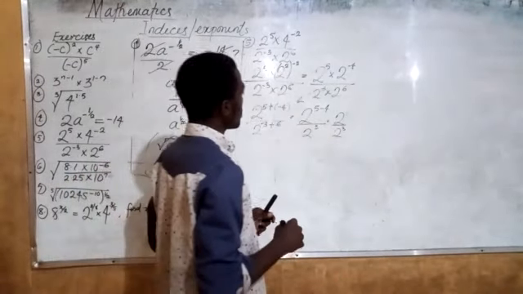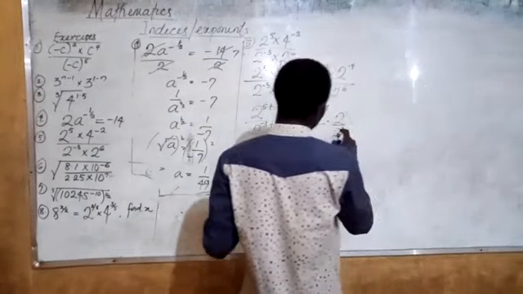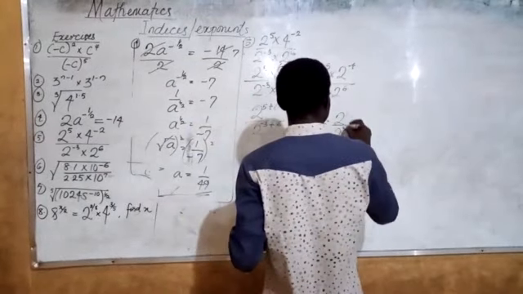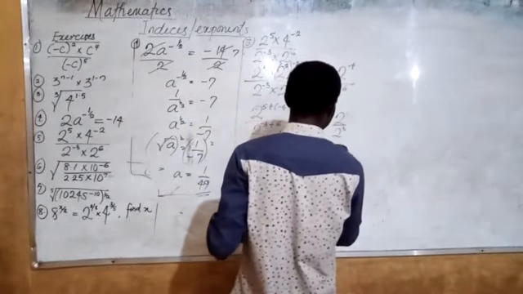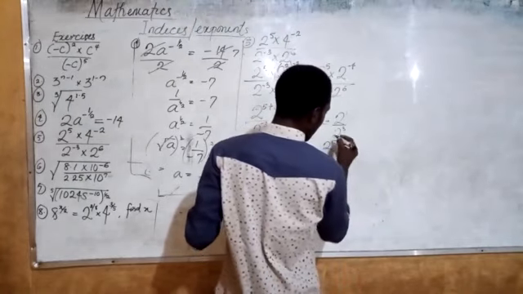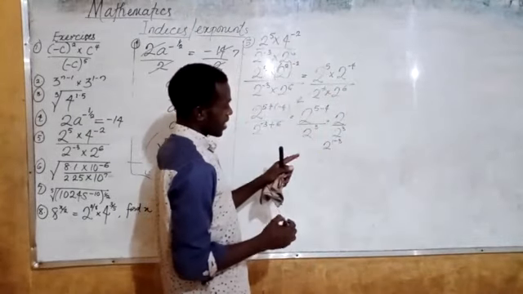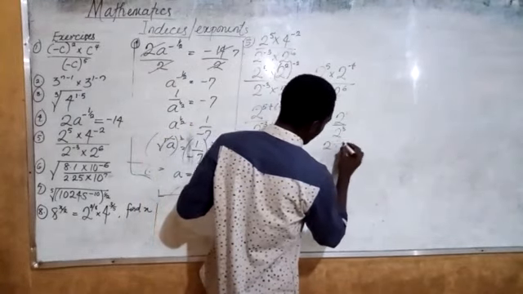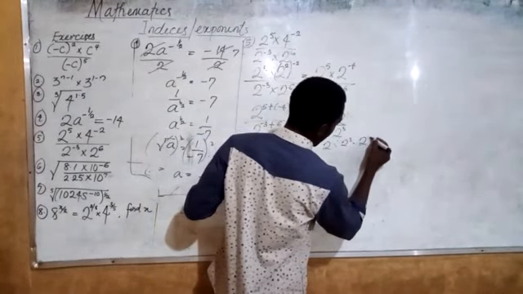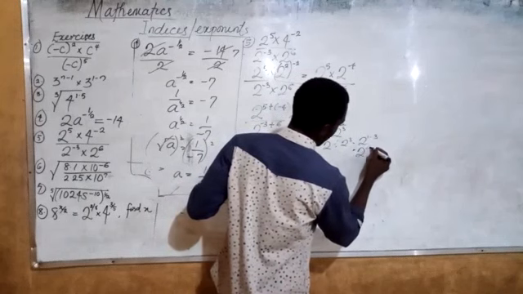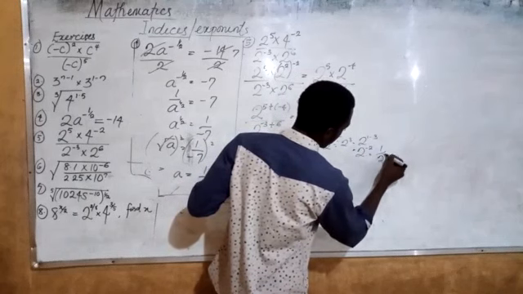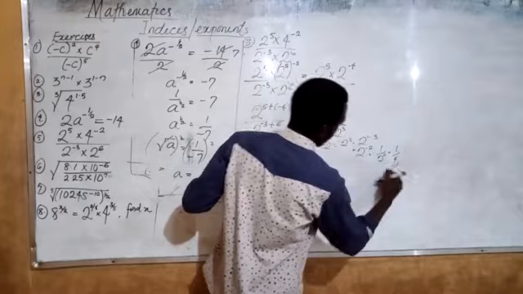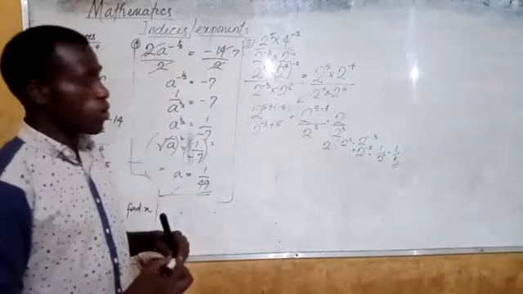Then we are going to divide, so that we have 2 raised to the power 1 minus 3. I hope this is clear, showing that it is 2 raised to the power 1 divided by 2 raised to the power 3, which becomes 2 raised to the power 1 minus 3. So that becomes 2 raised to the power minus 2, which is 1 over 2 squared, which is 1 over 4. And that is our final answer, 1 over 4.